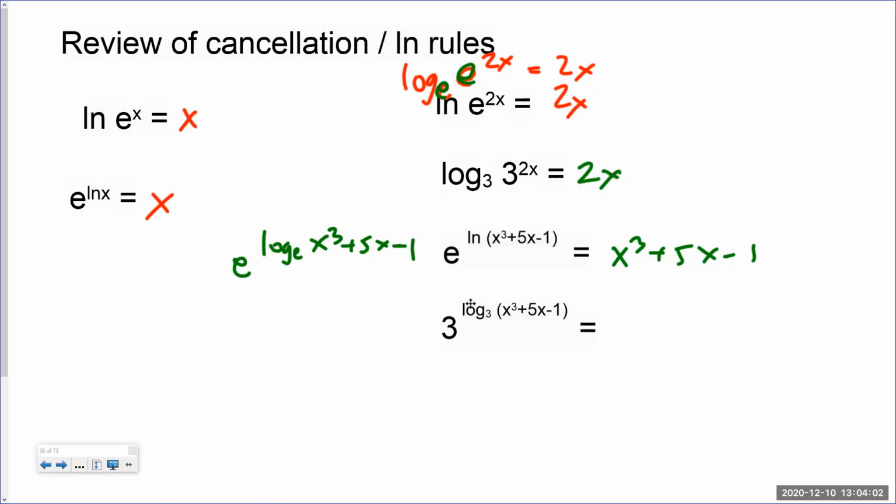So what if I have 3 log 3? What do you think is gonna happen? That silly cat is gonna fall out again. Okay, everybody good on like notation?